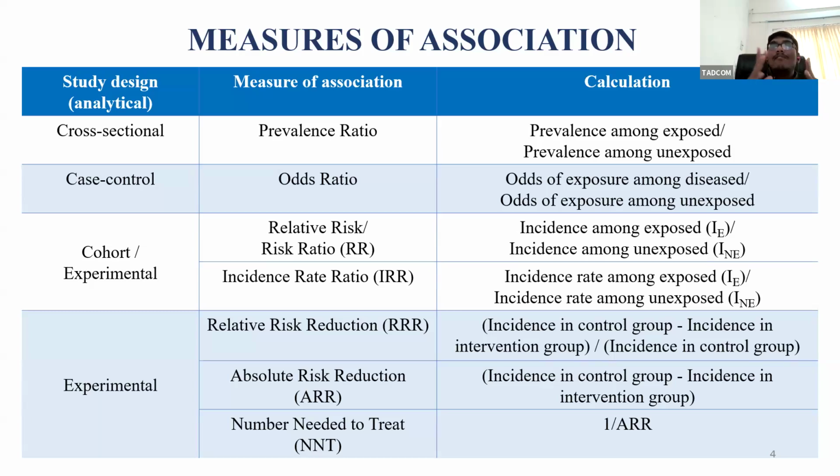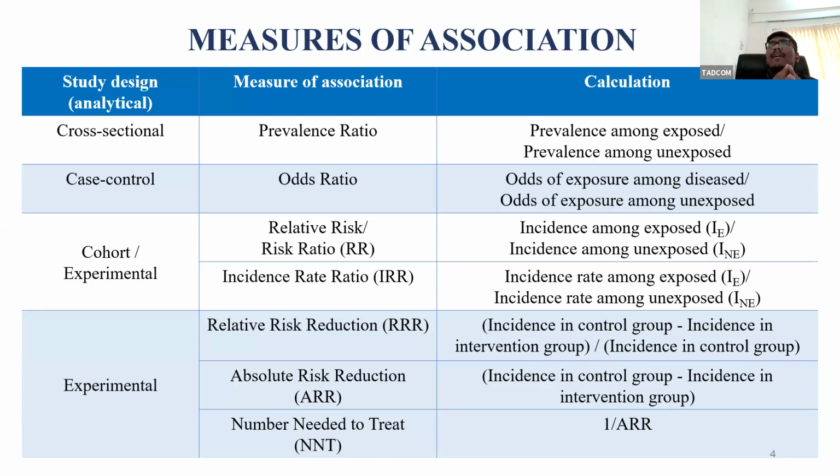So these are the various measures of association which we commonly use. Mostly we go with only 3 things: prevalence ratio if it is a cross-sectional study, odds ratio if it is a case control study, and relative risk and incidence rate ratio if it is a cohort study. Commonly we will be dealing with these 3 study designs only.